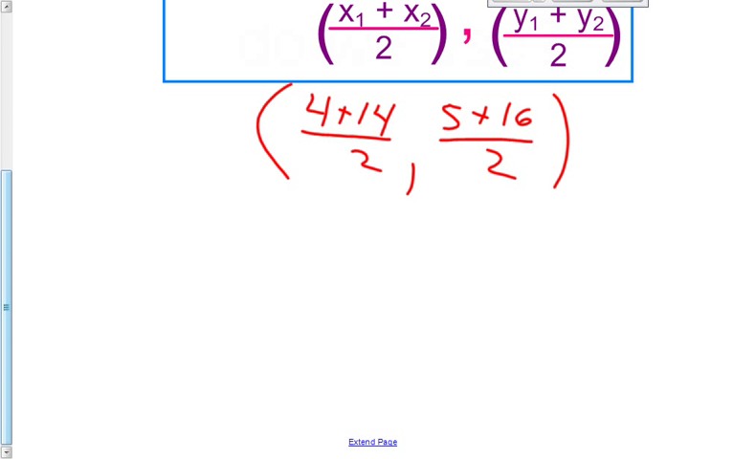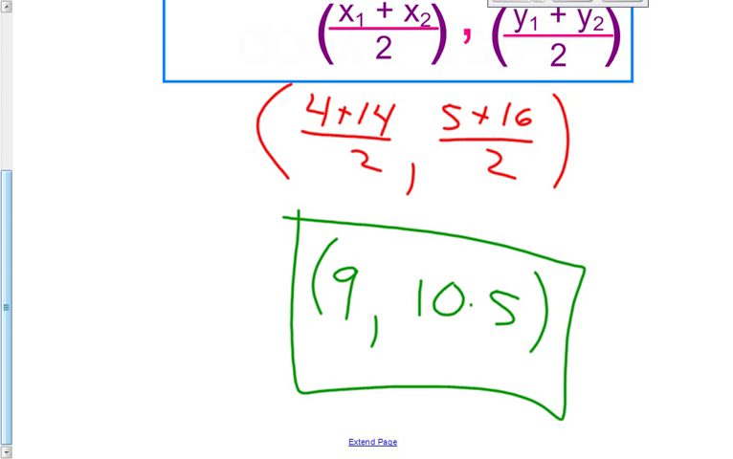4 plus 14 makes 18, and 18 divided by 2 is 9. So at 9, and 5 plus 16 is 21. 21 divided by 2 is 10.5, or 21 halves, either one. You'll just have to pay attention to how Excel math wants you to answer their questions. So (9, 10.5) is the correct answer for our first one.